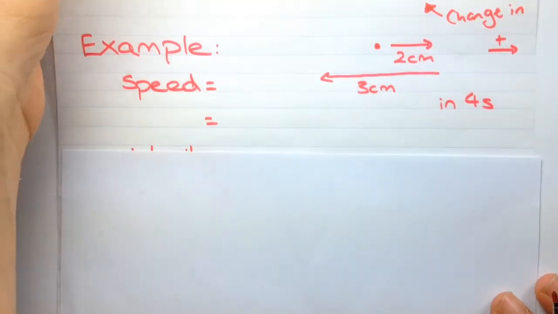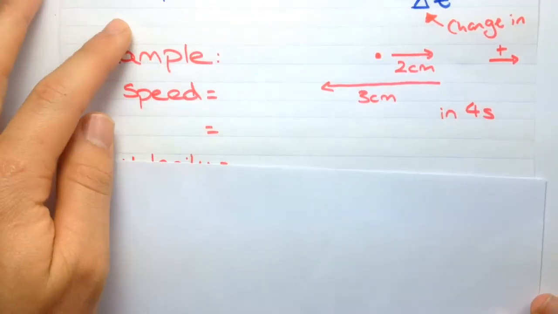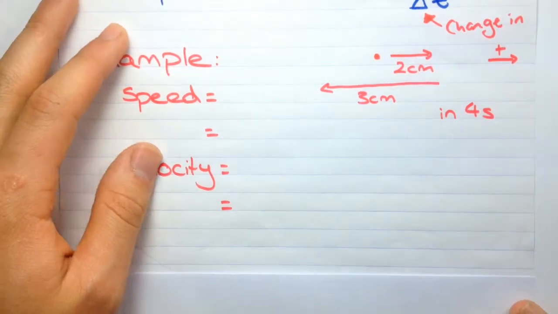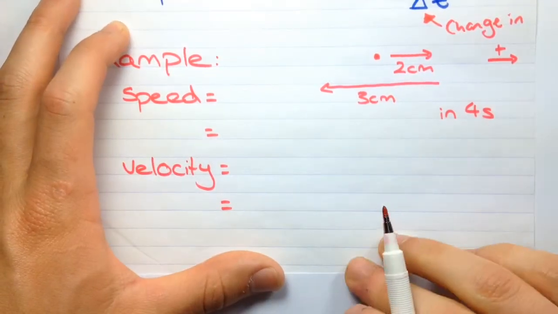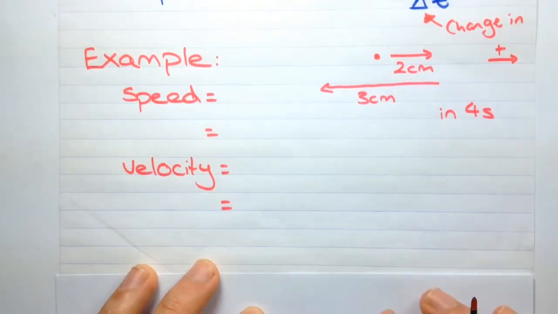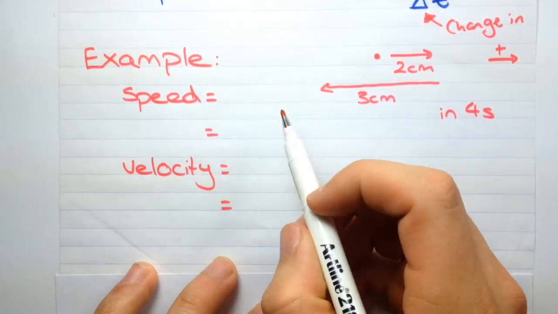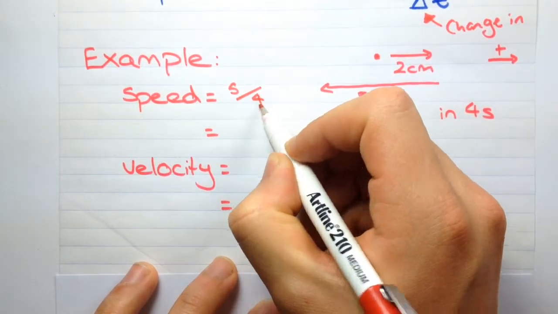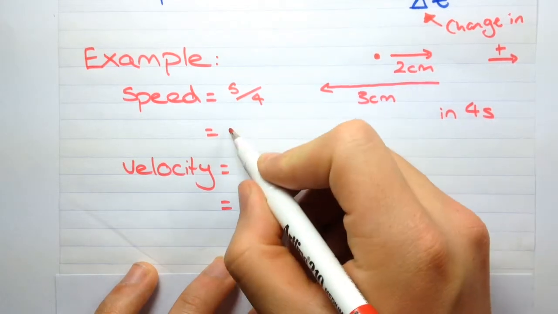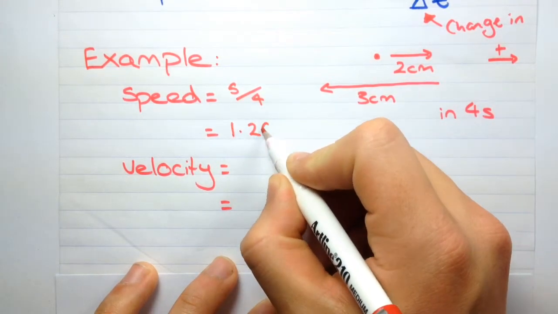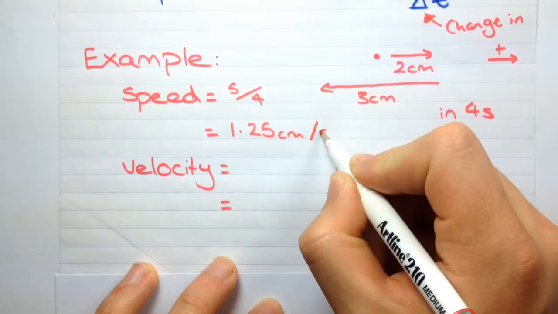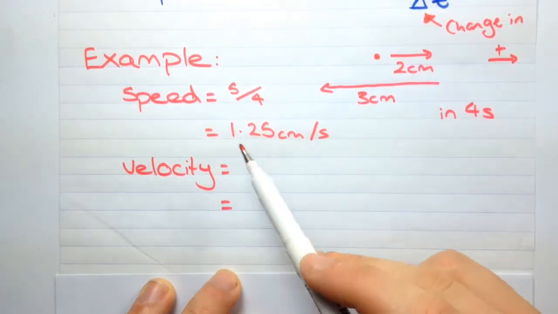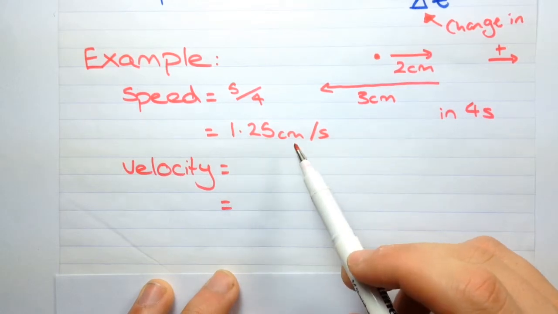So I've got another example to explain this. Here's actually the same example as before, only this time it took place over 4 seconds. So what we're going to write here, the speed: it went 5 centimeters over 4 seconds, so that's 1.25 centimeters per second. That's how we write that. It goes 1.25 centimeters every second. So its distance changes by 1.25 centimeters every second.